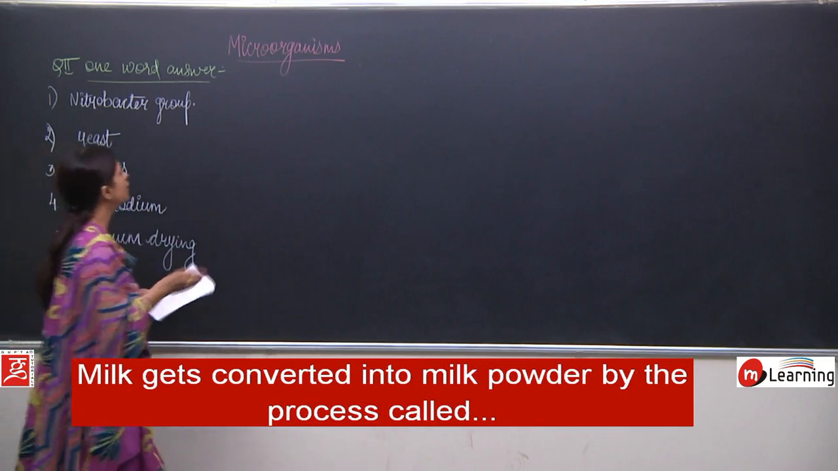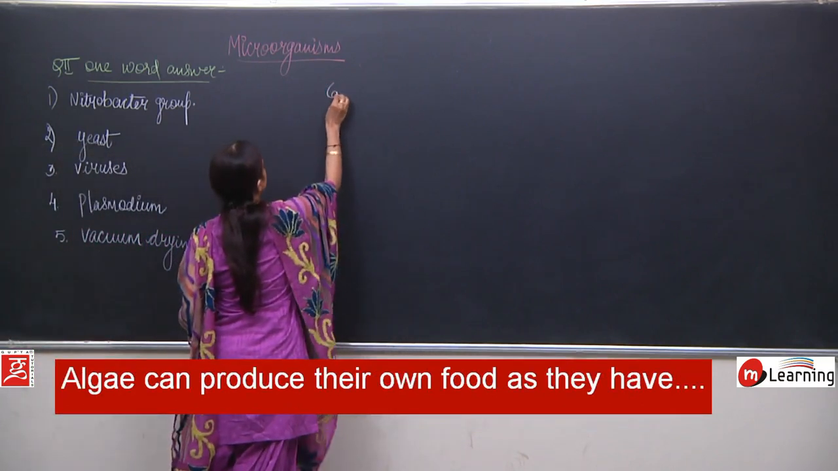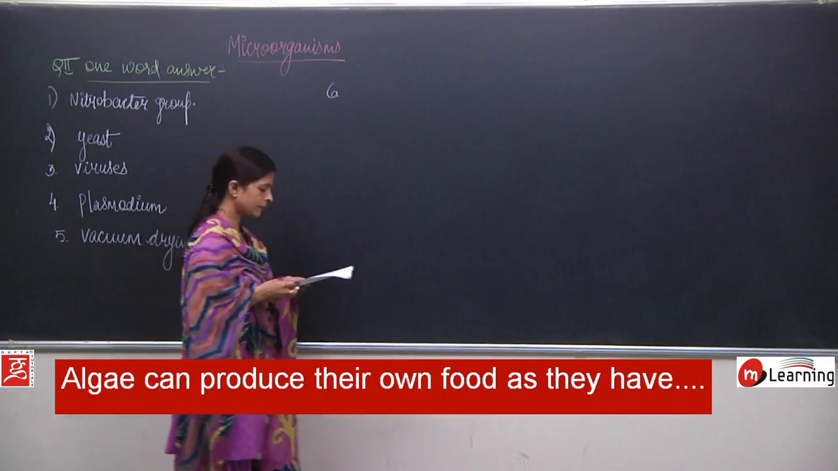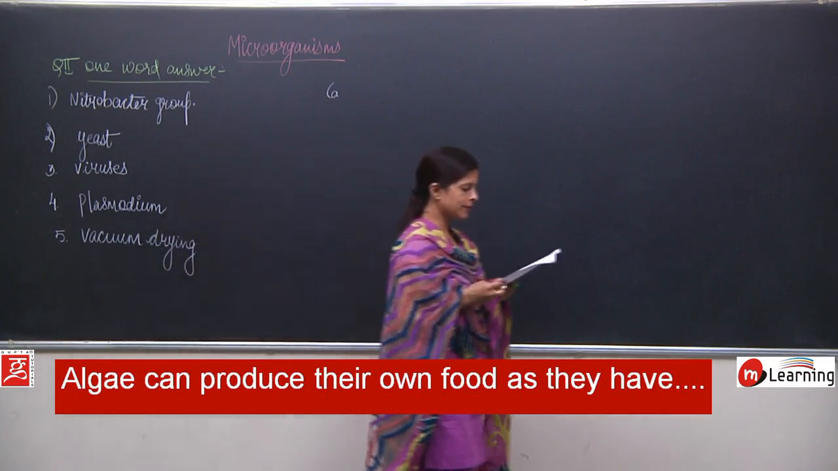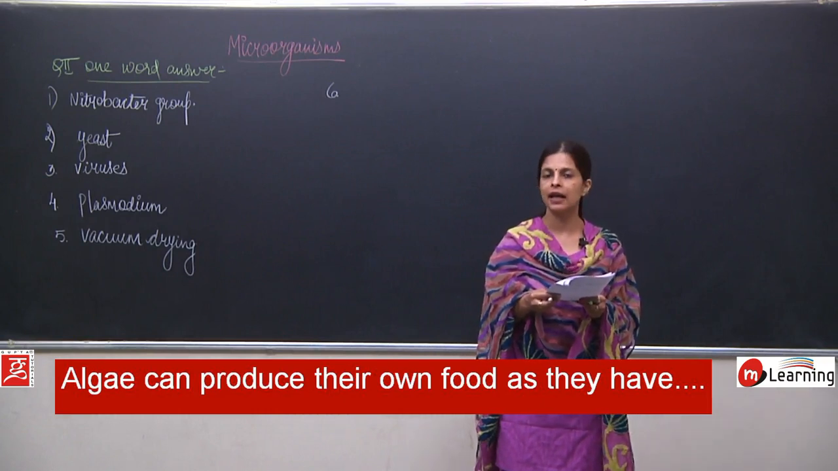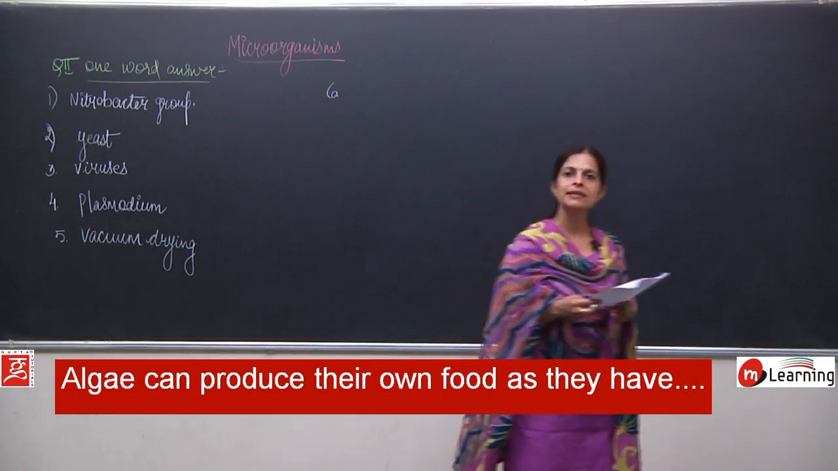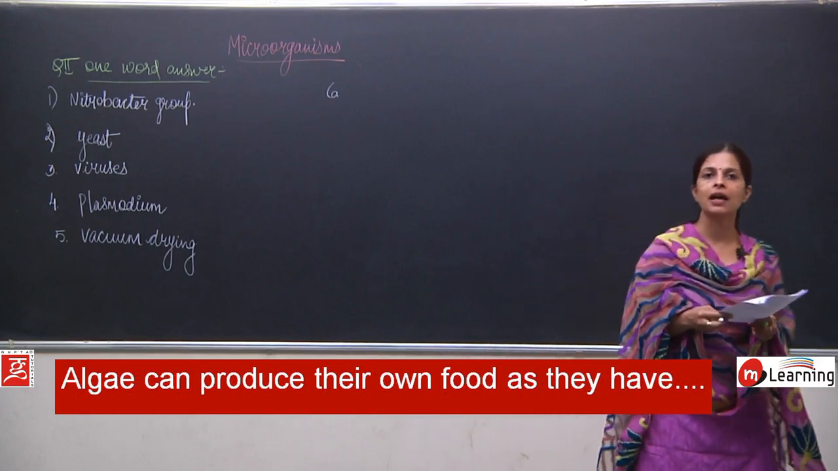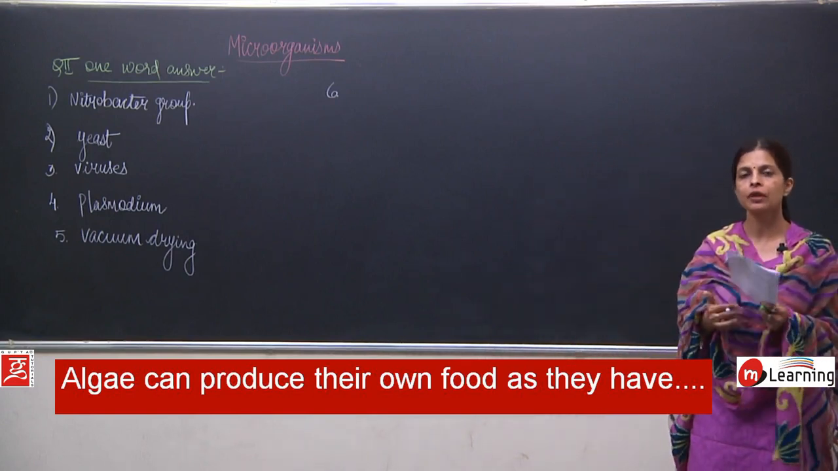Now we will move to the sixth one. Now what is the sixth question? Algae can produce their own food as they have. We know why the plants can produce their own food, because they have got chlorophyll.